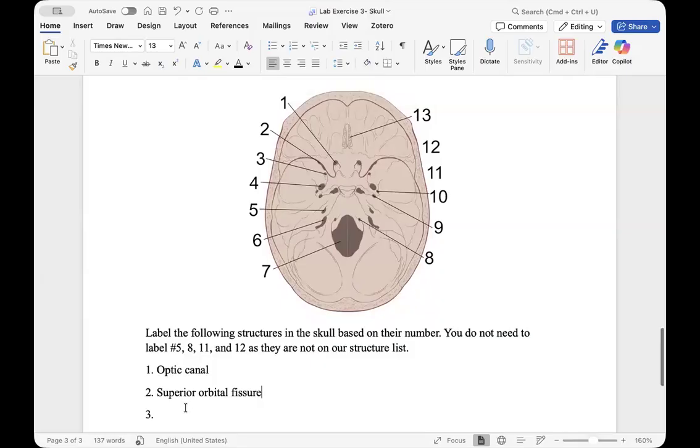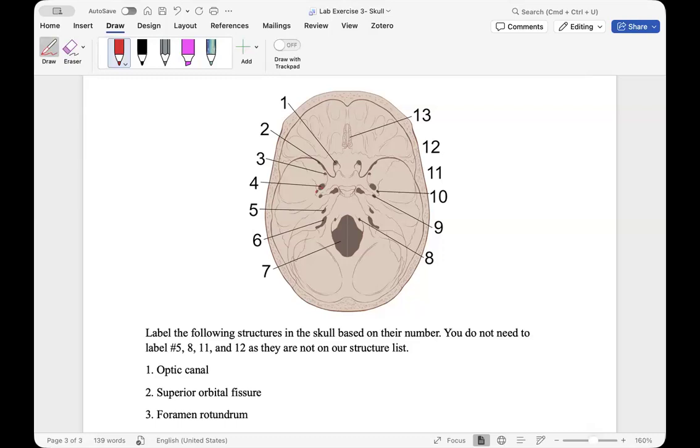Number 3 is foramen, so it actually has the word hole in it, rotundum, this tiny guy here. And typically when I am looking at the skull, I like to start in the center. There is a mnemonic that you can do with this, and I'll draw it. I'm looking at this one, and this one. This is foramen spinosum, foramen ovale, and this is foramen lacerum. Lacerum is on your list, but it's not one we have an arrow pointing to, at least for this assignment.